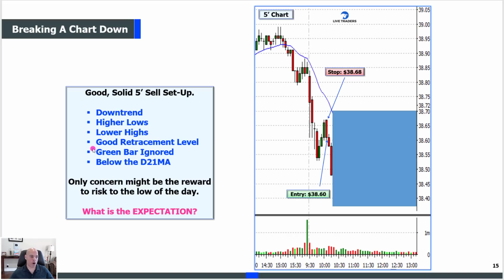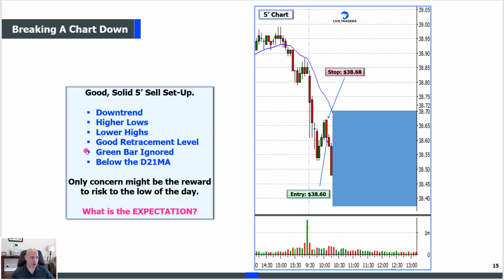Okay, we have a green bar ignored. That means this green bar right here was completely ignored by this red bar. We're taking out all of the buyers here. There was a tug of war. There was a battle that was fought, and the sellers won the battle. Well, if we want to short the stock, I want the sellers to be winning, not the buyers. This confirms that. It's just a confirmation of weakness.